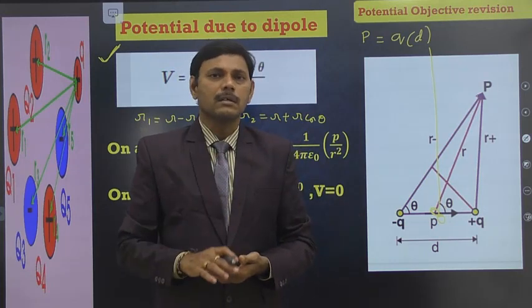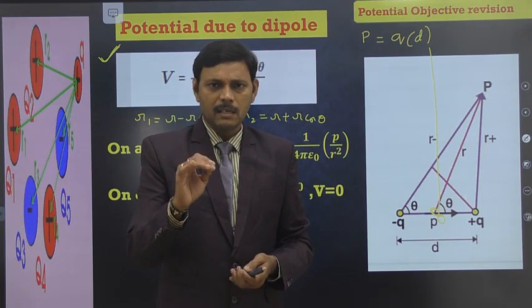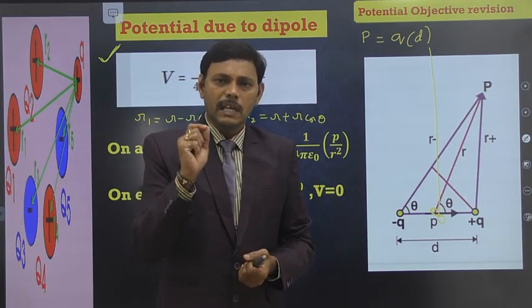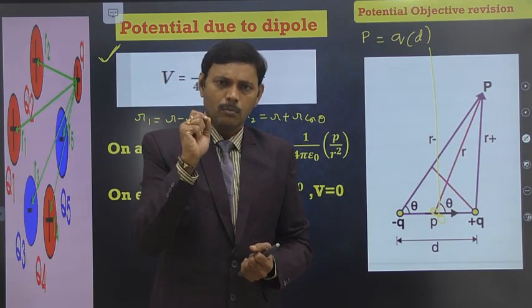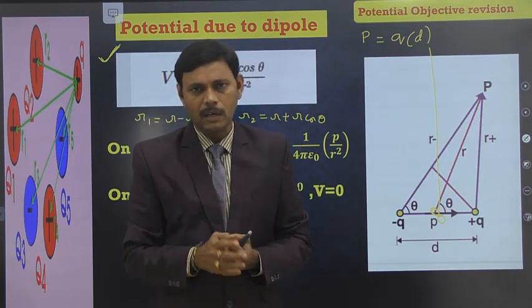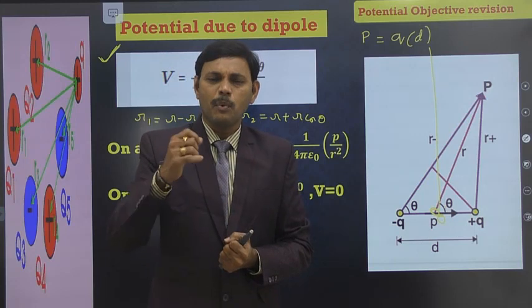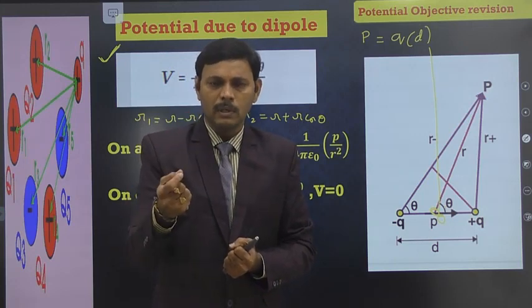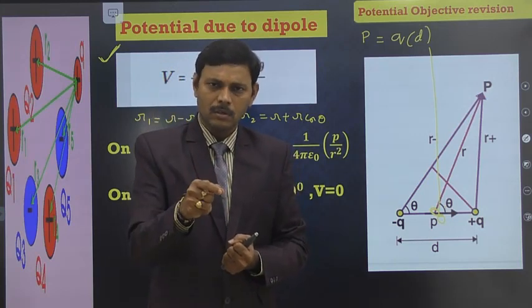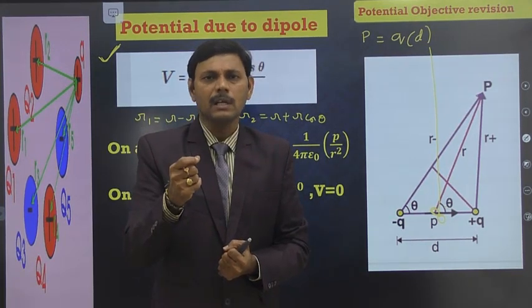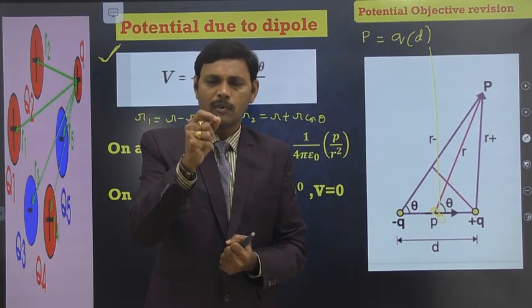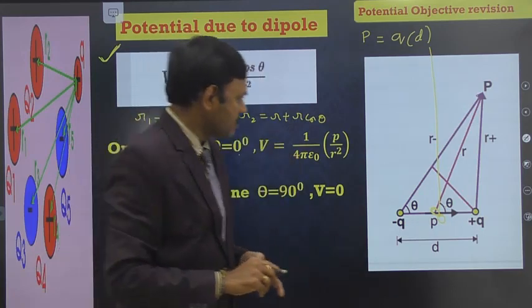We can answer some questions like, is there any point which has 0 potential and non-zero electric field? Yes. At any point on the equatorial line of the dipole, the electric field is non-zero, given by 1 by 4 pi epsilon naught p by r cube, whereas the potential at any point on the equatorial line of the dipole is 0. This is a special case.